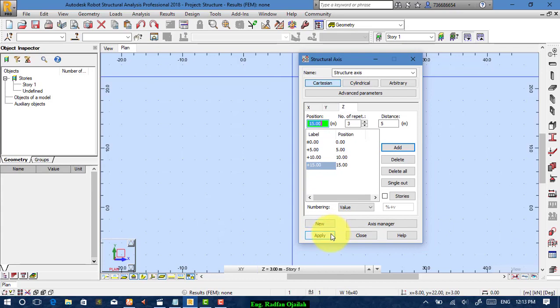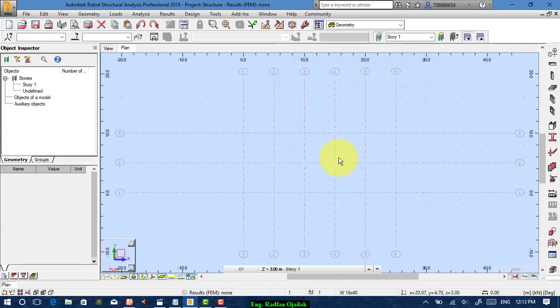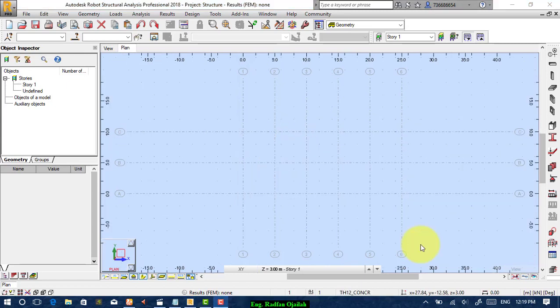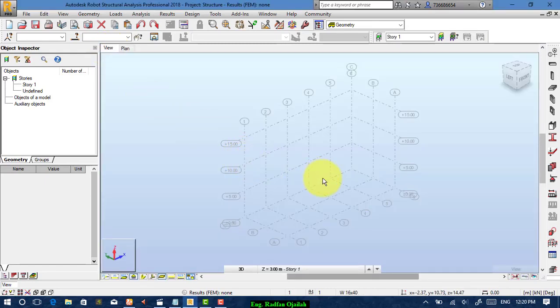Add, then press on apply. As you see, we have defined a new grid that we can start modeling upon. As we see, we have the grid lines parallel to the x-axis and parallel to the y-axis, and to see the lines parallel to the z-axis, all you have to do is press on this icon, and you see the lines parallel to the z-axis.